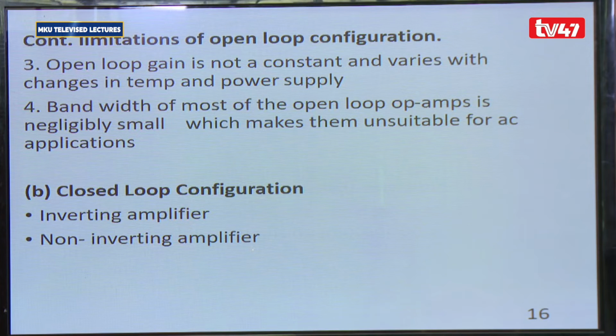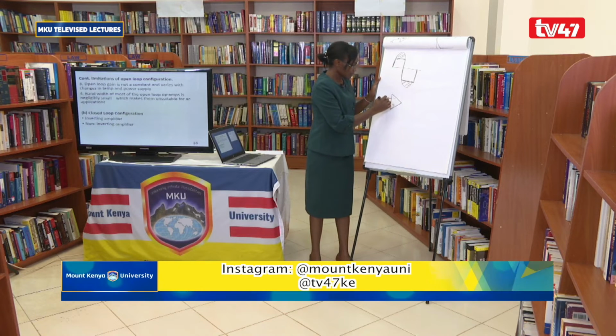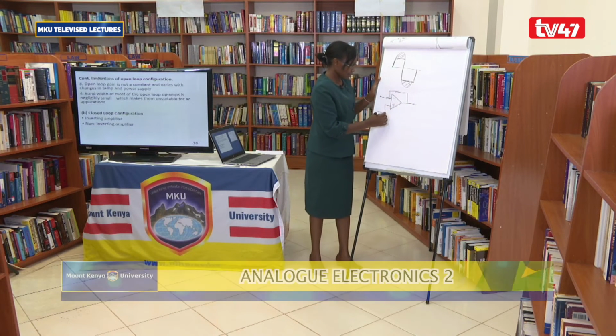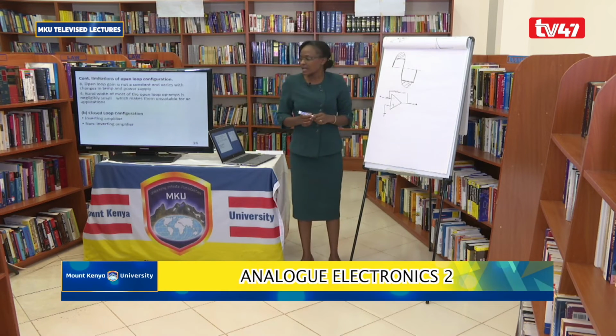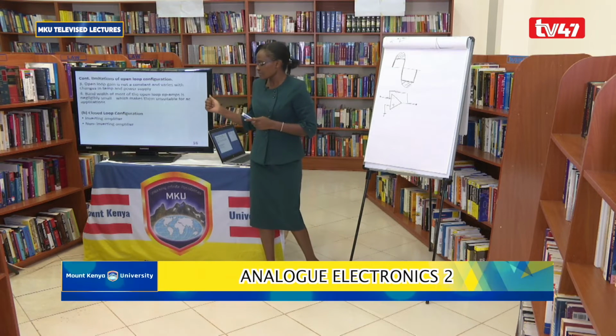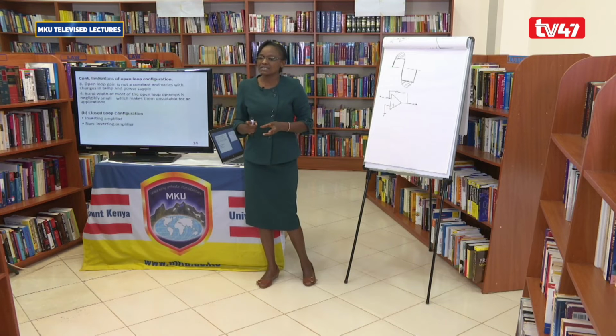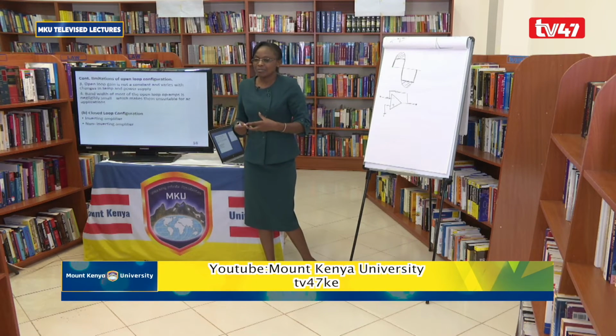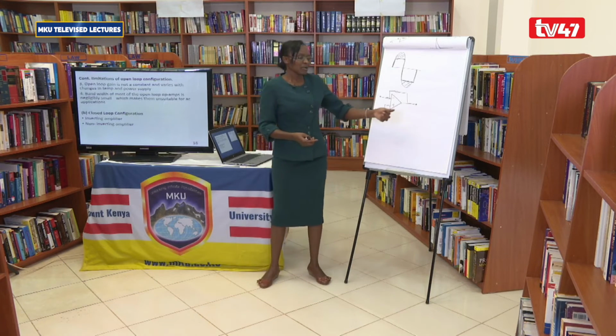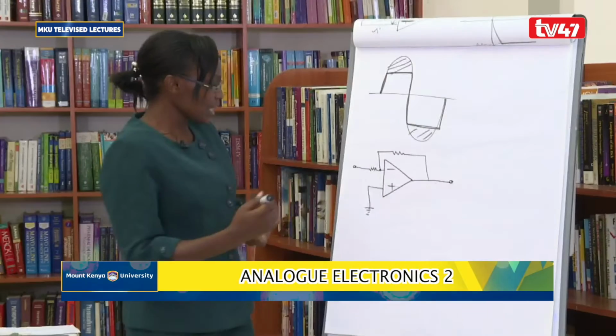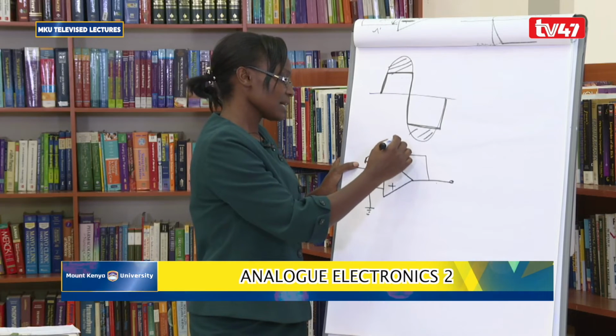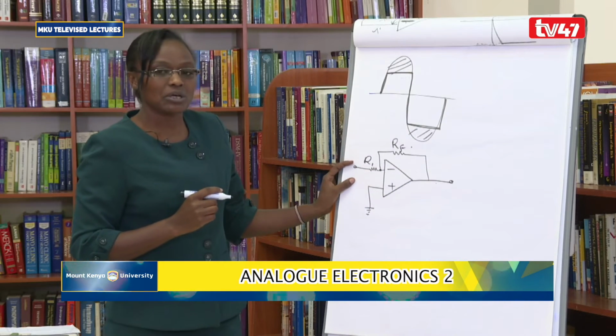In the closed loop configuration, we usually have the inverting amplifier and the non-inverting amplifier. Again, we can have the circuit here. That circuit here represents the inverting amplifier. That is the closed loop configuration of the inverting amplifier. When you're talking closed loop, it is the op-amp with feedback. Feedback is whereby you get a fraction of the output and take it back to the input. So here we have a resistor, R1, and the feedback resistor here is RF.